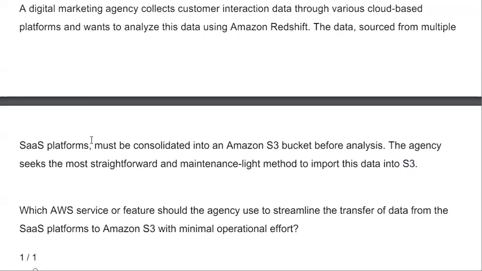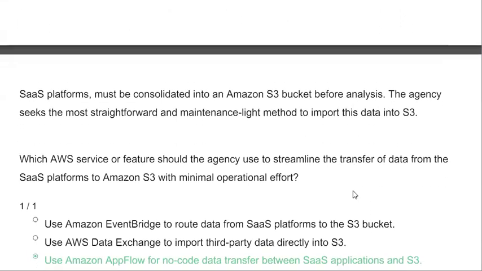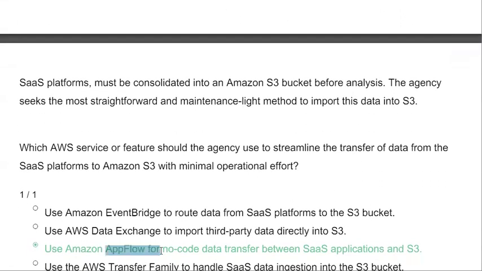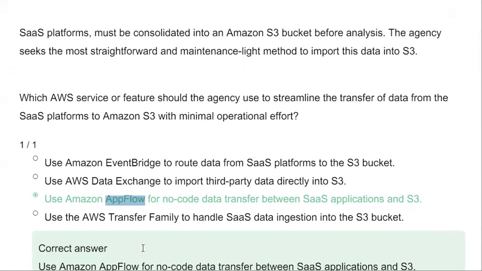So these are the keywords: software as a service platforms to S3, they need to move the data, and the maintenance is light. So in this case, you need to prefer AppFlow. So why is AppFlow used? In order to move your data from software as a service platforms to S3 with light maintenance. These are the keywords: light maintenance, moving your data from software as a service to S3. If you got those, then your answer, 90% or 100%, will be AppFlow. You can see that is the correct answer.